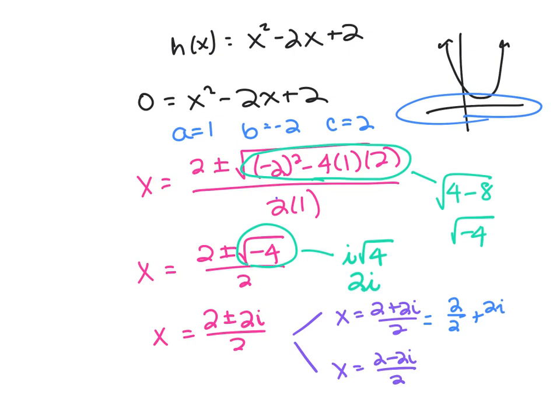Lots of 2's right here, but they will all cancel. So 2 divided by 2 is 1. Again, 2 over 2 is 1 over 1, so that also cancels. So this just turns into 1 plus i.